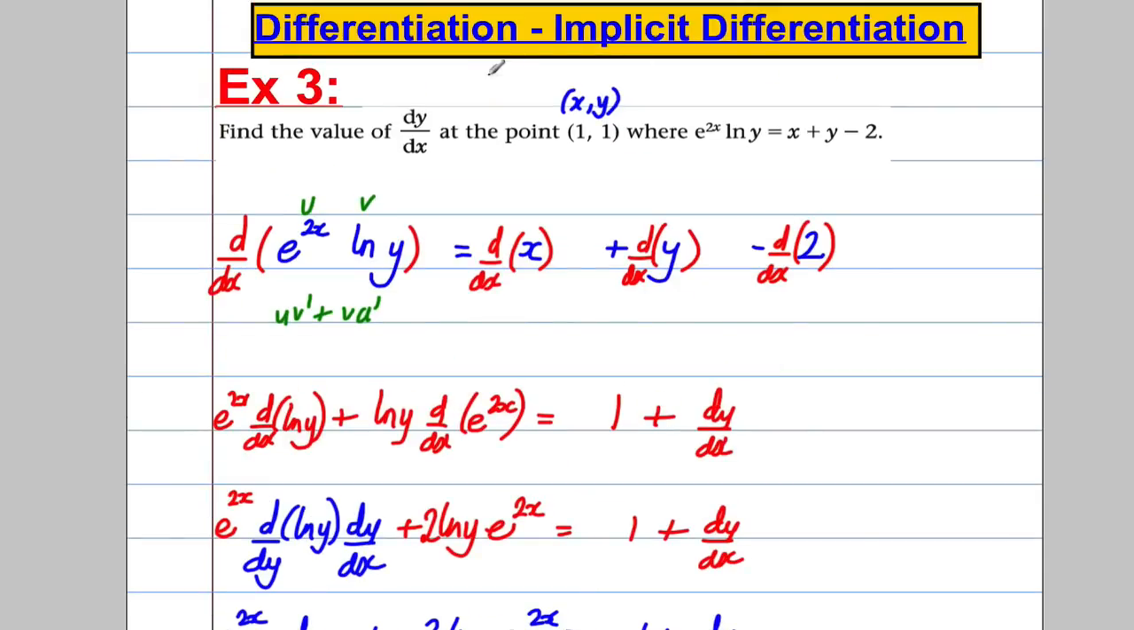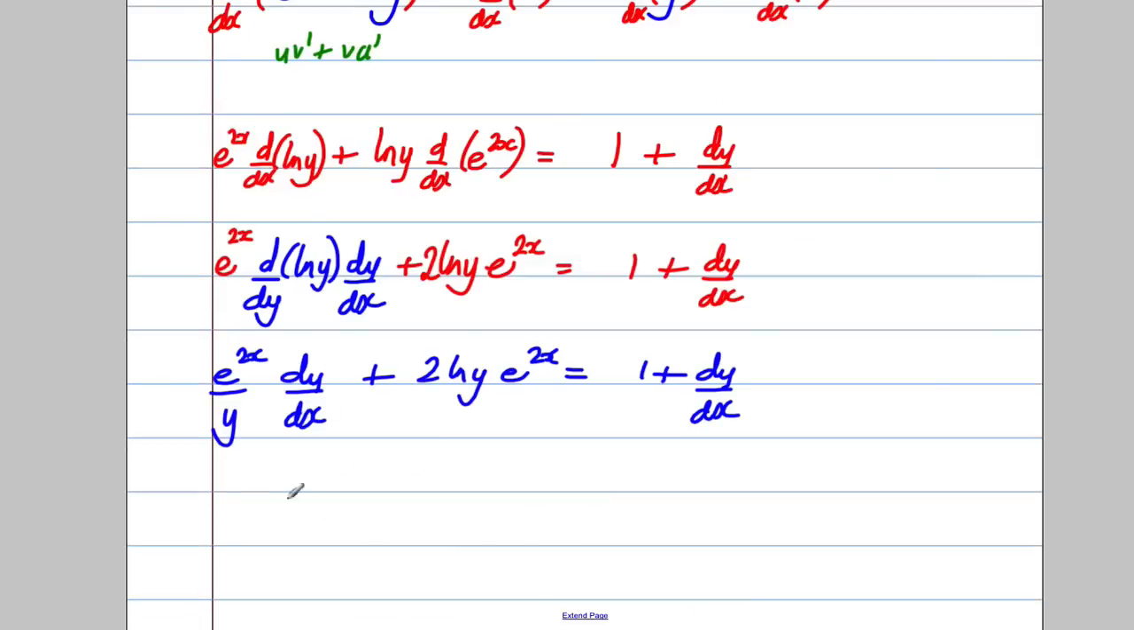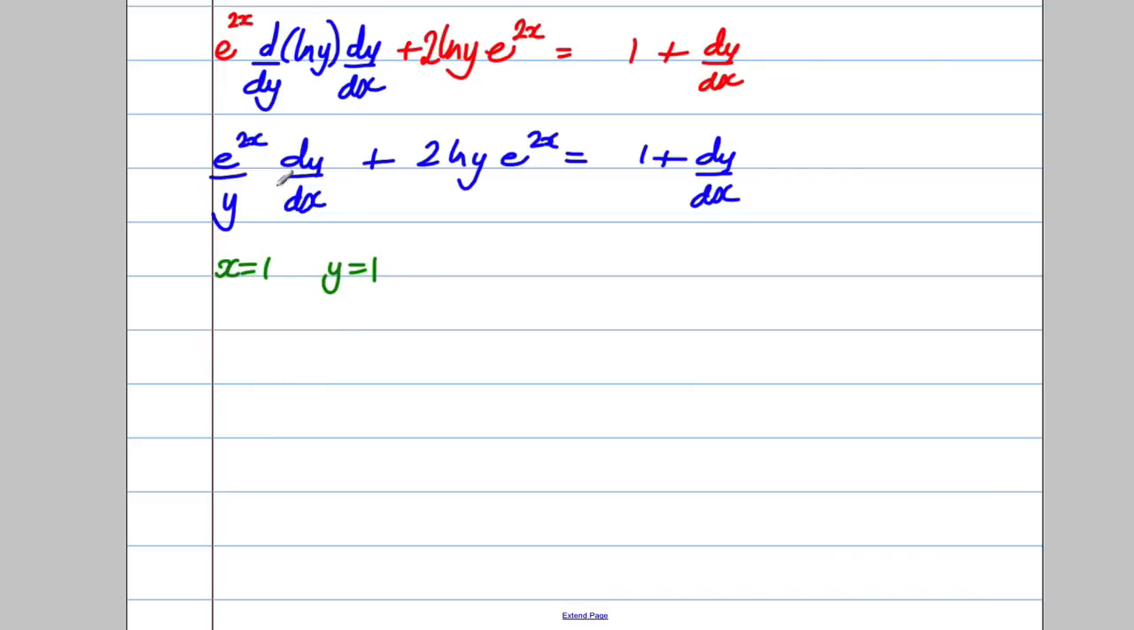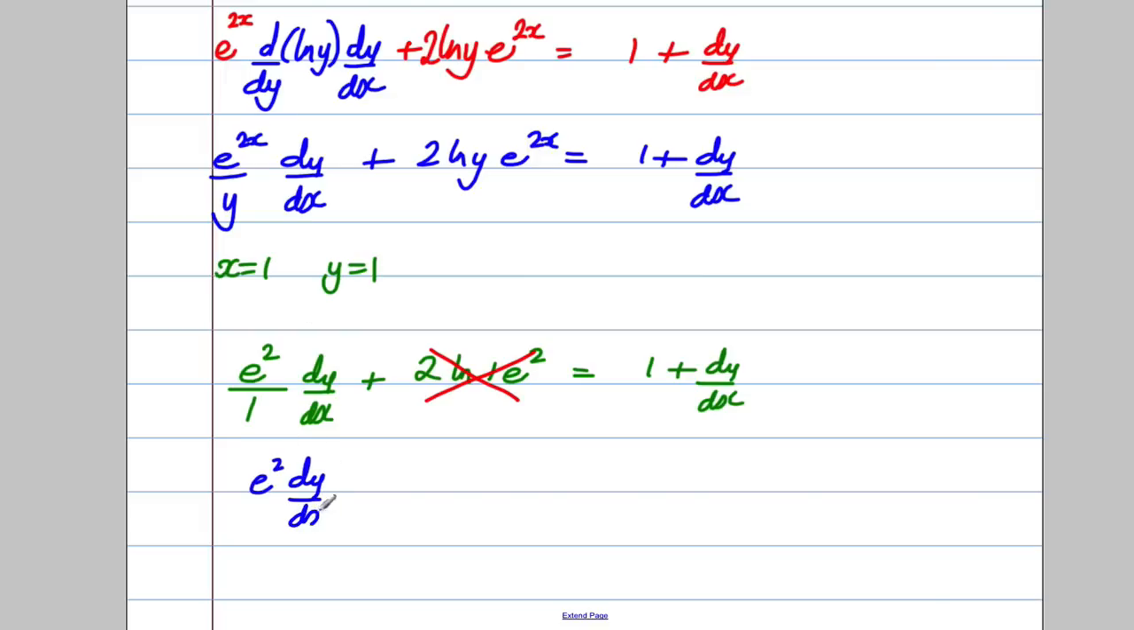Okay, now, it didn't ask us to make dy by dx the subject. It said find its value when x is 1, y is 1. So let's do as we did before. Let's substitute x is 1 and y is 1 in here. So what do we have? Well, we'd have e to the power of 2 divided by 1 multiplied by dy by dx plus 2 ln 1 e to the 2 is equal to 1 plus dy by dx. Now, ln 1 is 0, so all of this would be 0, and this would just be e squared dy by dx. So what we'd have is e squared dy by dx is equal to 1 plus dy by dx.